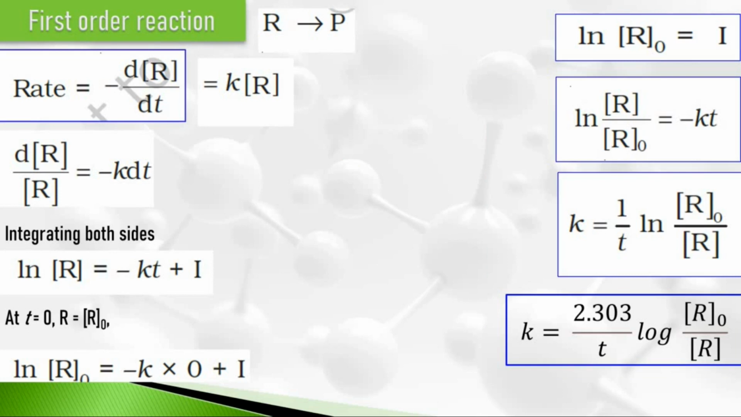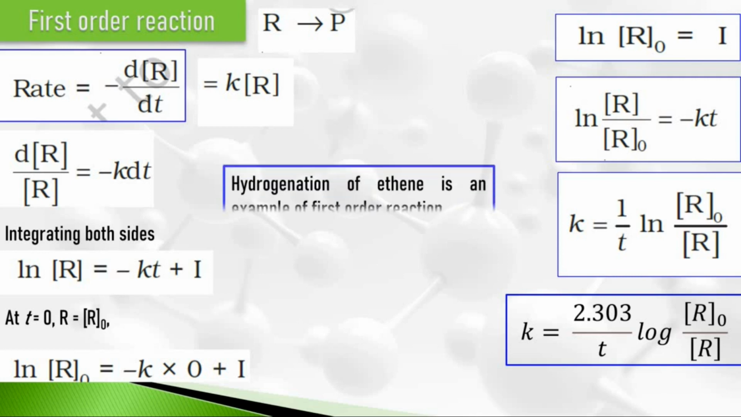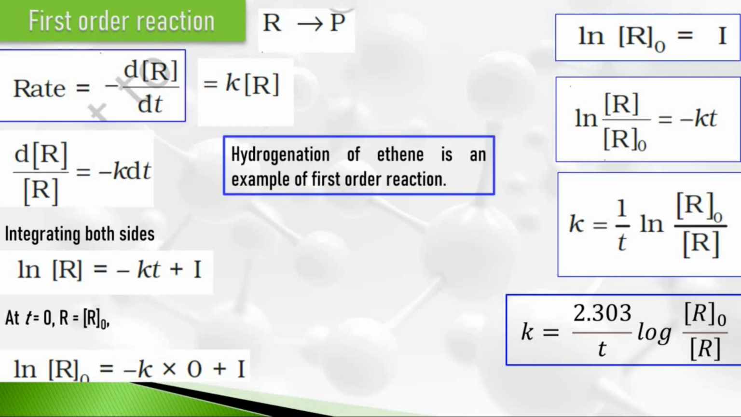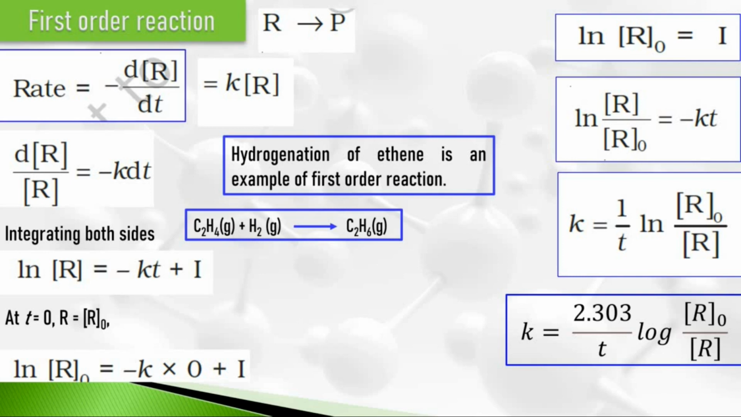Now coming to some of the examples of first order reaction. The first example is hydrogenation of ethene. Ethene is an unsaturated gas. When it is made to react with hydrogen, it converts into ethane, and it is a first order reaction because the rate of this reaction depends on concentration of ethene power 1, or rate of reaction is directly proportional to concentration of ethene.